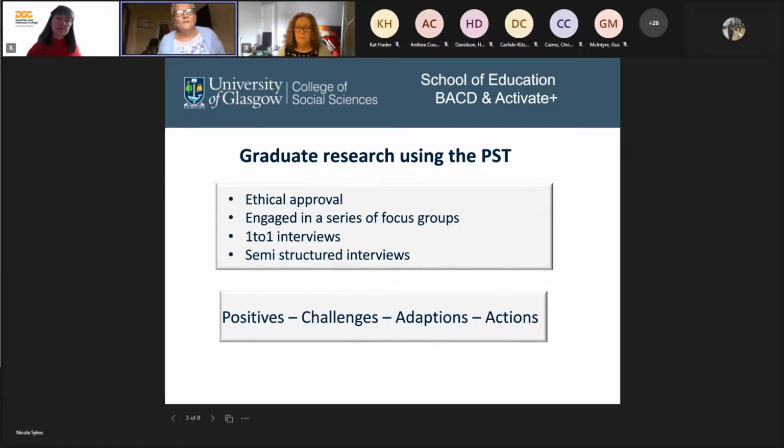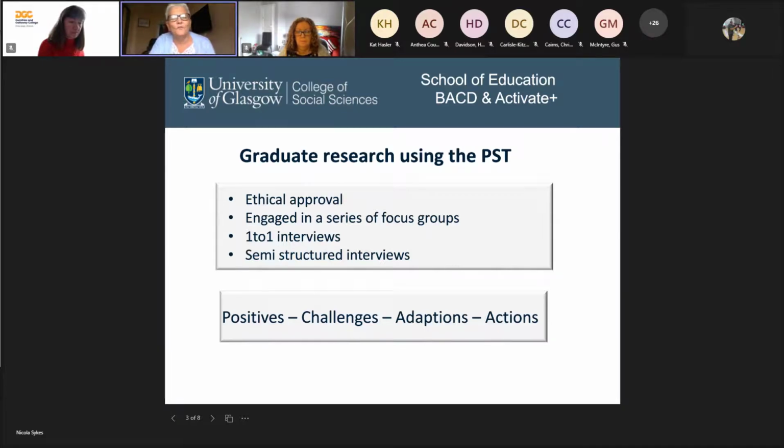So we've been probably using the PST with the students in third year for the last 3 years. And each year, in all programmes, we review what we're doing and how we do that. Speaking to some other folk, we decided that a way forward to gather some information about the use of the PST with the students was to undertake a recent research project with a number of our graduates.